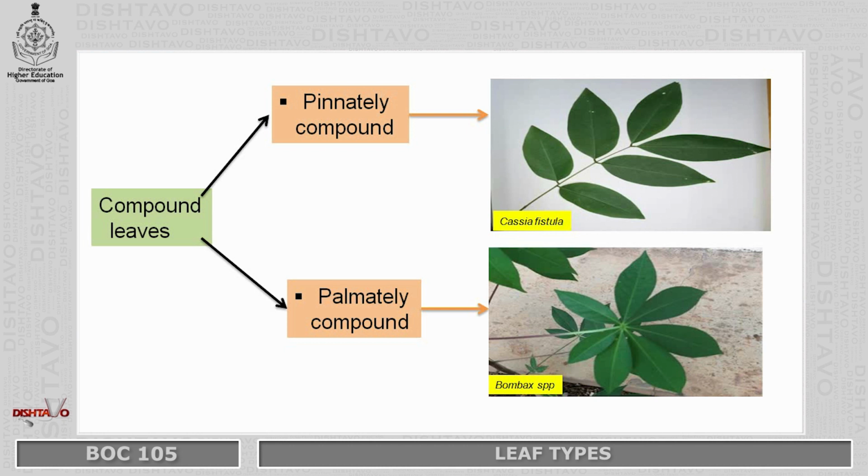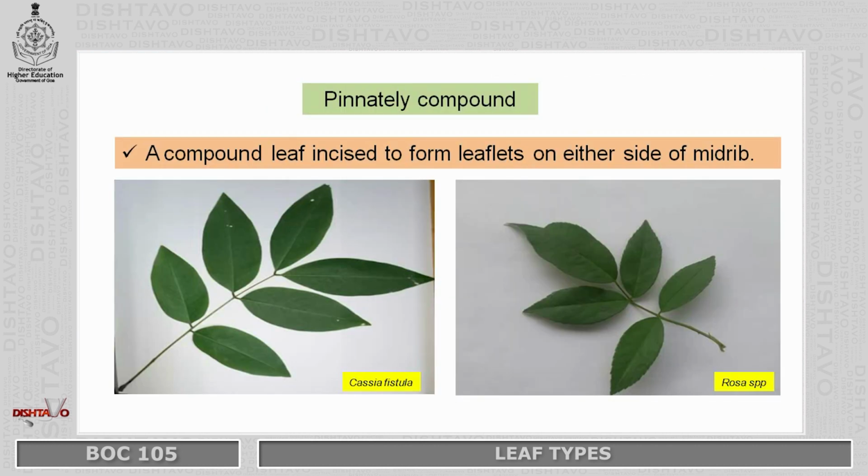Now you see compound leaves, there are two kinds: pinnately compound leaves and palmately compound leaves. As I have just said, you can see in the slide pinnately compound leaves, wherein the lamina is incised to such an extent that it reaches the rachis or the midrib, dividing the entire leaf into leaflets which are borne on either side of the midrib or the rachis. Whereas in palmately compound, the lamina is incised or cut to such an extent that all the leaflets are attached to a single point at the top of the petiole.